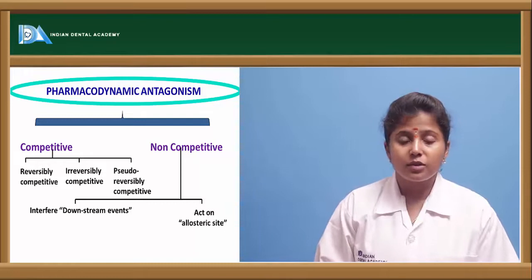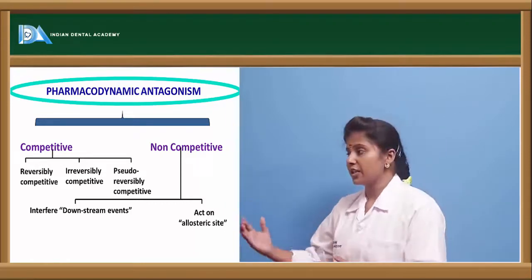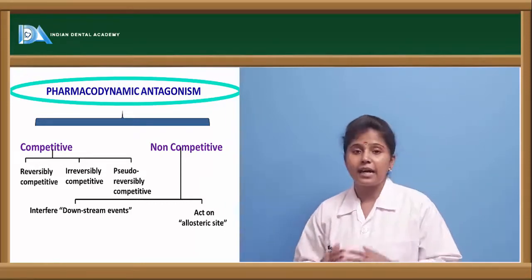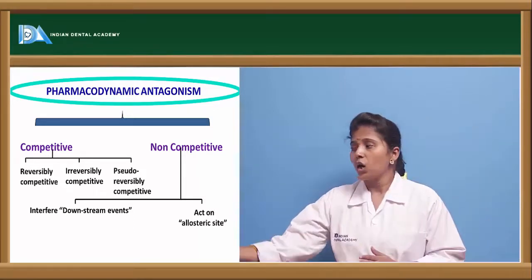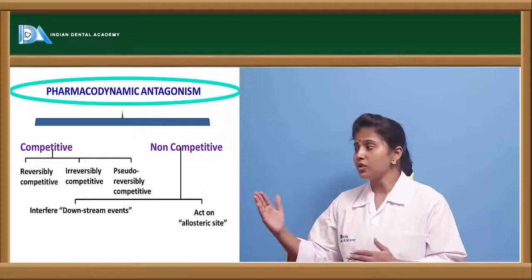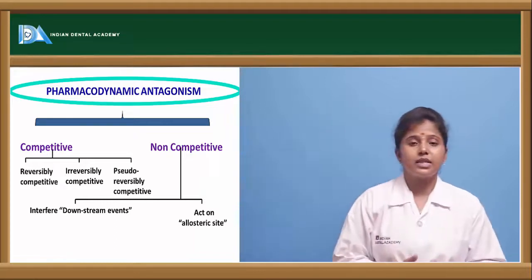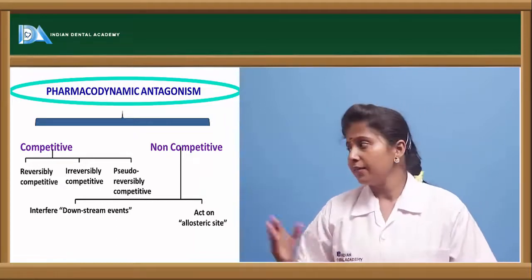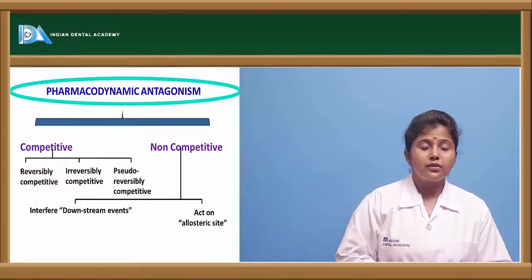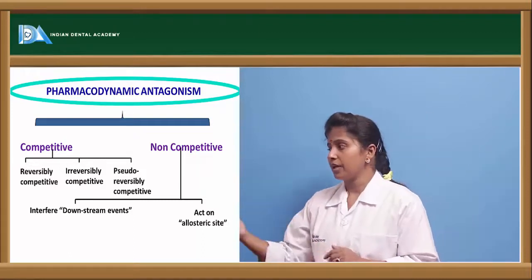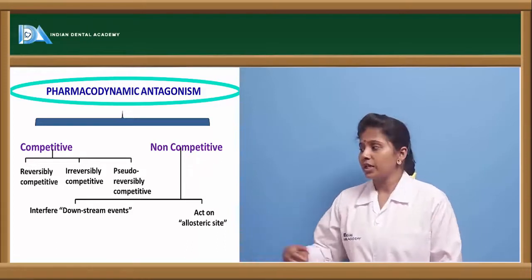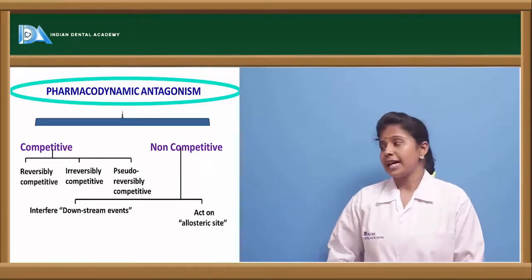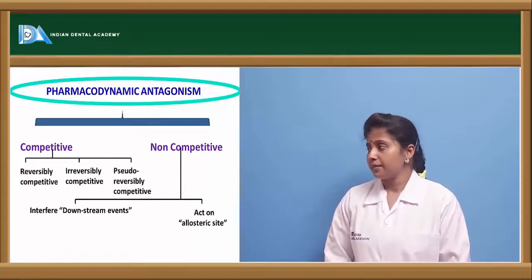So pharmacodynamic antagonism. Here, if we see the classification, the pharmacodynamic antagonism, or else pharmacological antagonism, is classified as competitive and non-competitive. The competitive is further classified as reversible competitive, irreversible competitive and pseudo-reversible competitive, and non-competitive is further divided as those which interfere with downstream events or which act at the allosteric site.